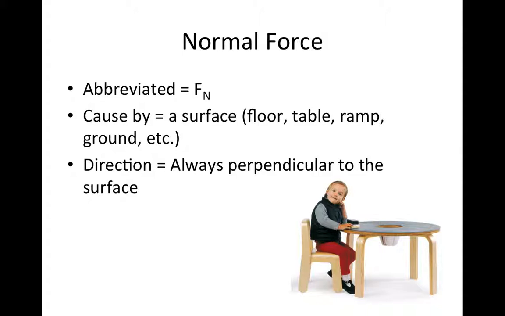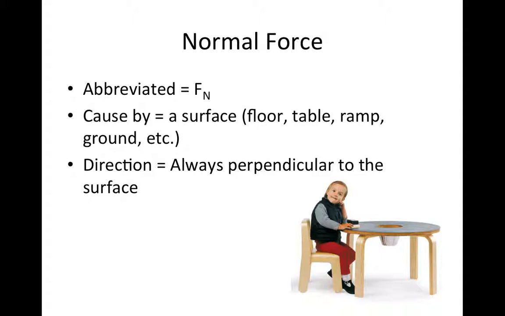Normal force, abbreviated F sub n, is caused by a surface, either a floor, a table, a ramp, a ground, whatever, and it's always in the direction perpendicular to the surface, or up. So the normal force is the opposite of the force of gravity.